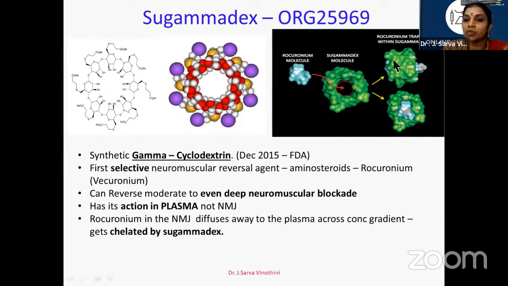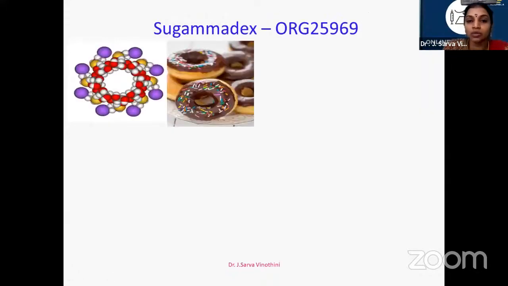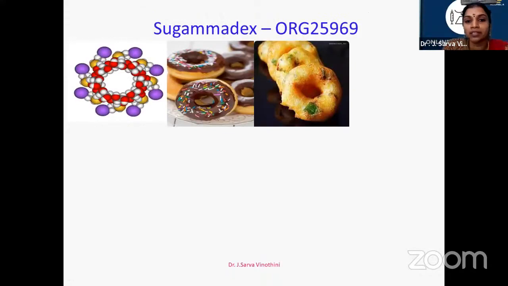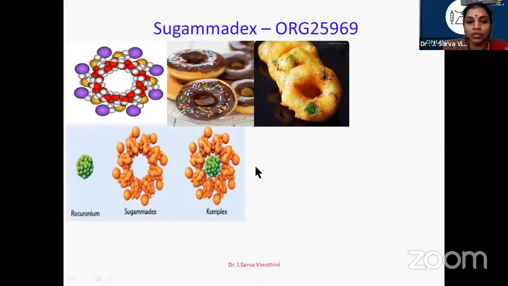This trapping mainly occurs because of physical interactions, the hydrophobic and hydrophilic interactions and the positive-negative interaction. So no degradation occurs. The parent molecules just get trapped inside the hole of the Sugammadex molecule. It gets chelated. Whenever we see Sugammadex, I do remember this donut and vada. And this is how this chelation occurs.